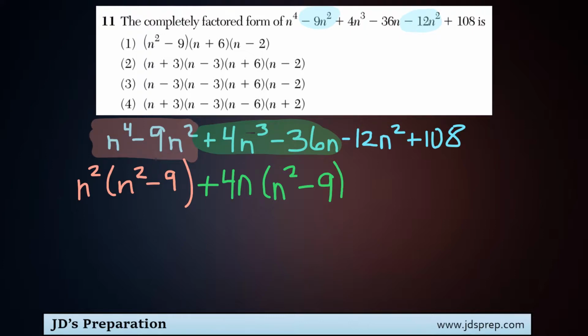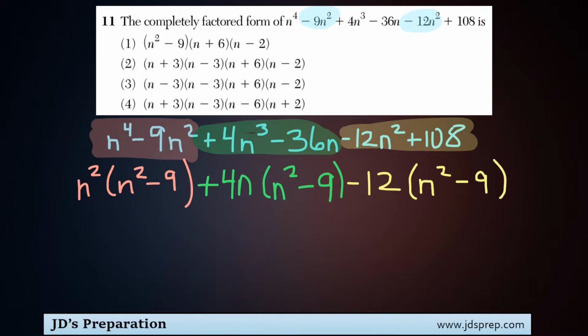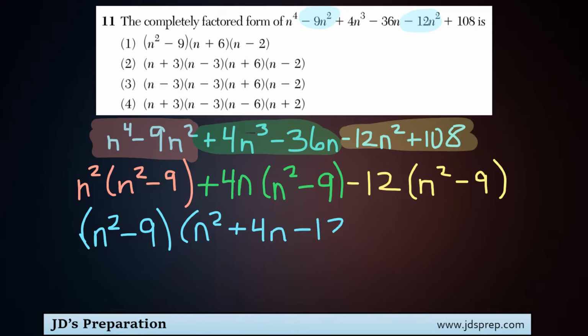And at this point, you might be noticing something. We've got n squared minus 9 both times. So it's pretty likely that's going to happen again here when we factor these two. So I'm going to take out a negative 12, and we would have left n squared minus 9, which is great because now between these three terms, we can factor out that n squared minus 9. So if we go ahead and do that, then we would have to write in brackets everything else. So that would be n squared plus 4n minus 12.